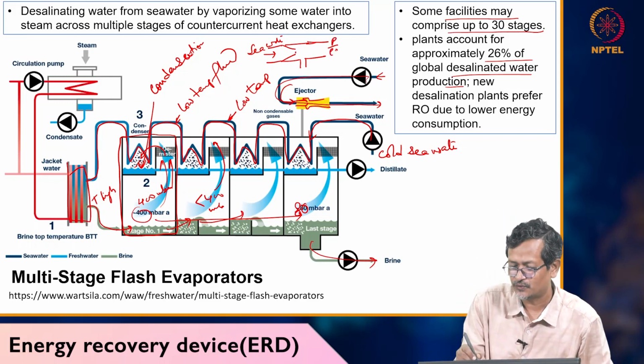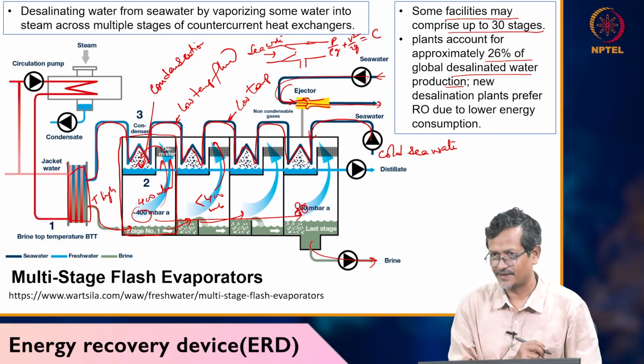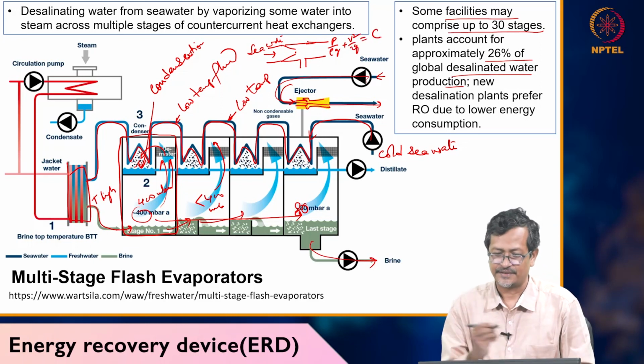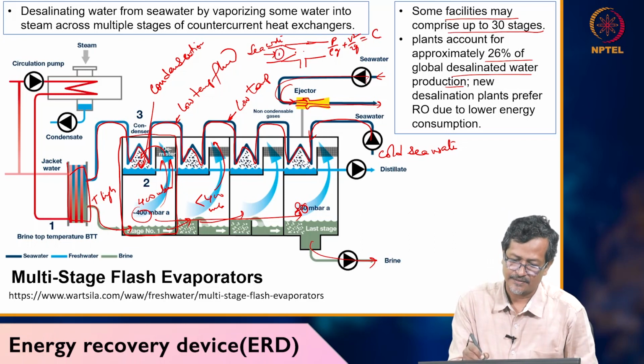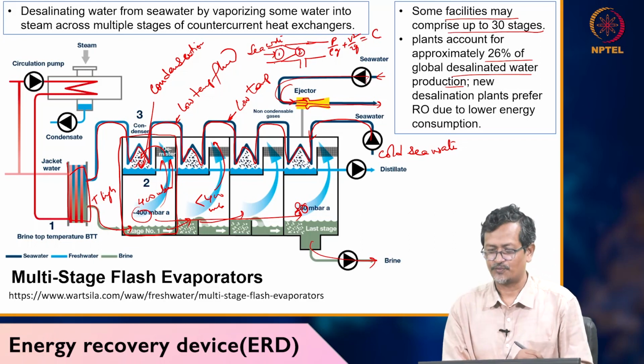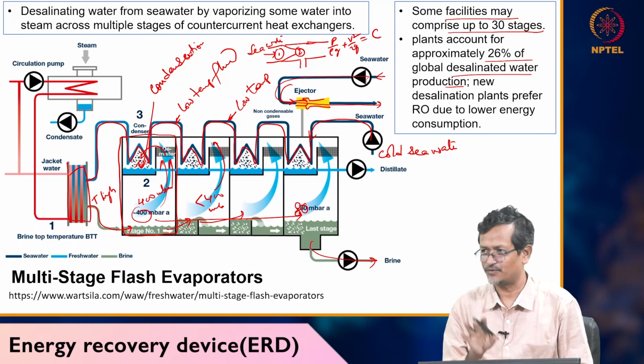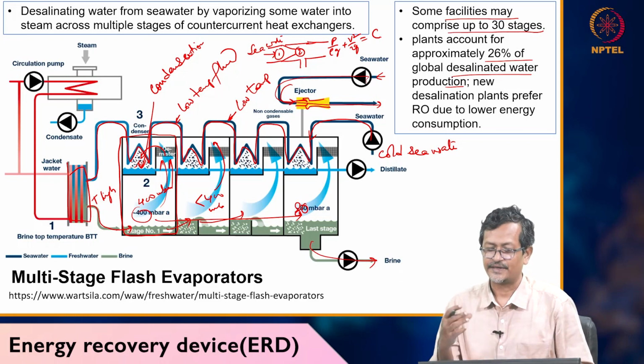P by rho g plus V square by 2g equals constant, right? You know the Bernoulli's equation. So, let us say point 1, point 2 you create. At point 1, you have pressure and velocity. At point 2 you reduce the diameter.